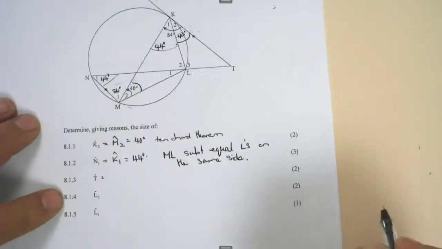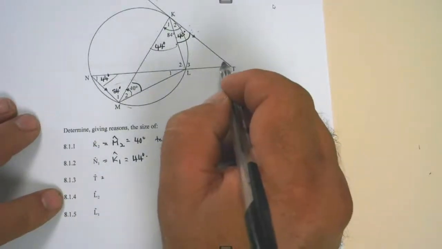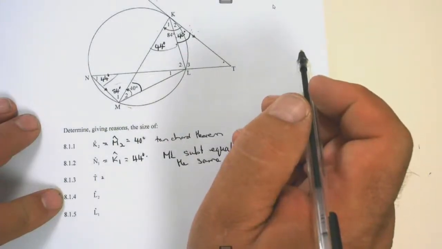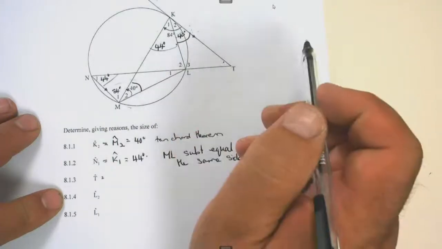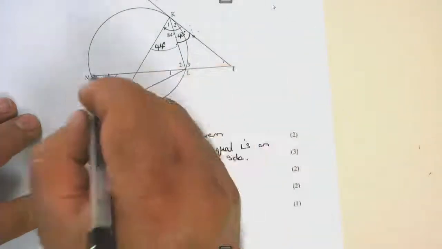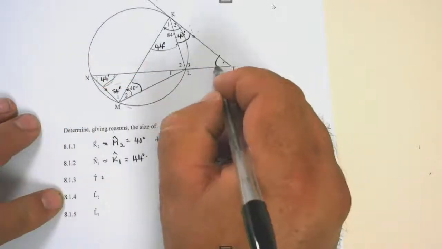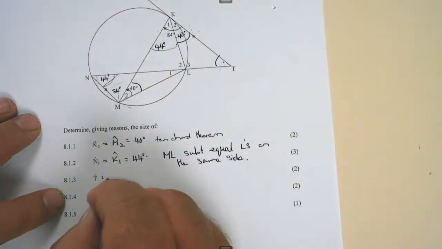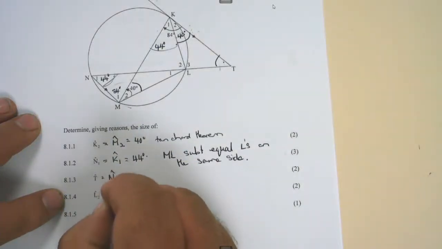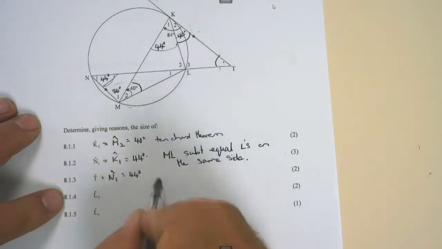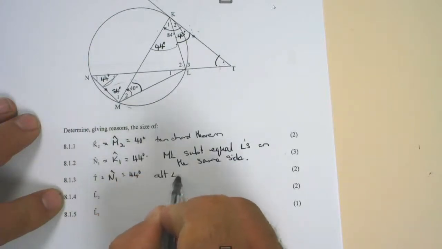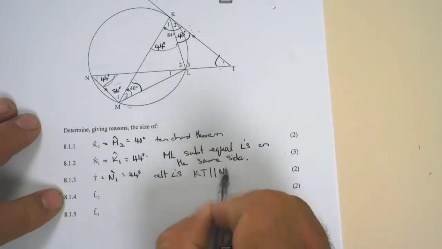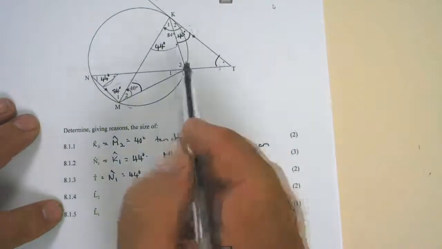Right. Now we need to work out angle T. To be able to work out angle T, we can say that N1 and angle T form alternate angles because the two lines are parallel. So angle T is equal to N1, which is equal to 44 degrees, and the reason is alternate angles because KT is parallel to NM. Now we've got to work out L2.